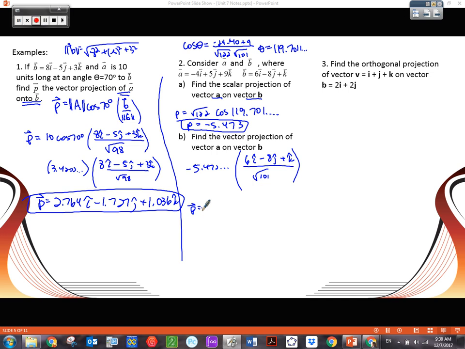And I'm going to round to the thousandths. The first one, the i component, is negative 3.273. The second one, the j component, is plus 4.356. And the third component, the k component, will be negative 0.545. Okay, and there's my vector projection of A onto B. Are we okay with that?